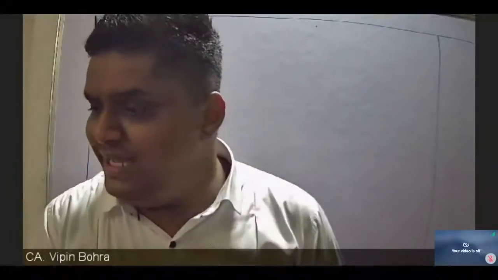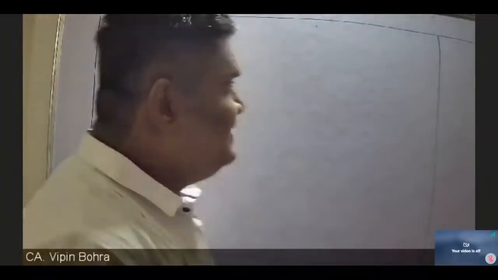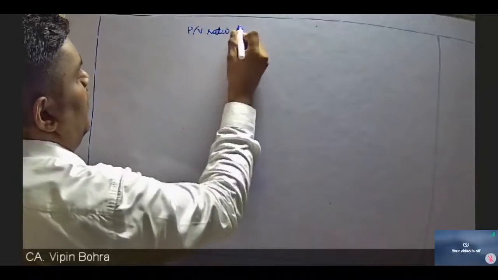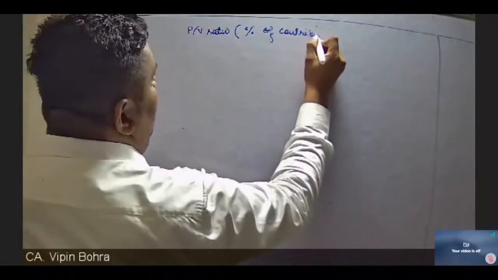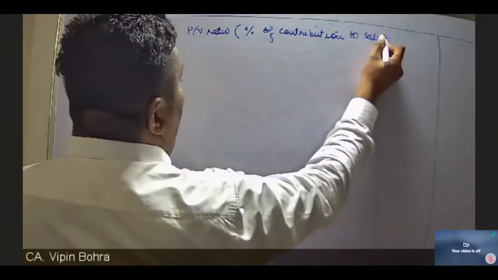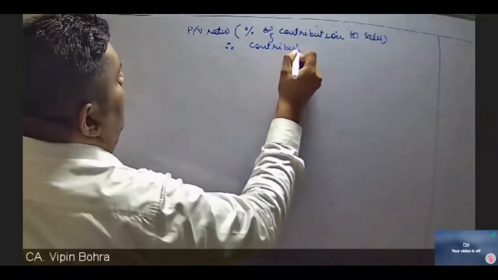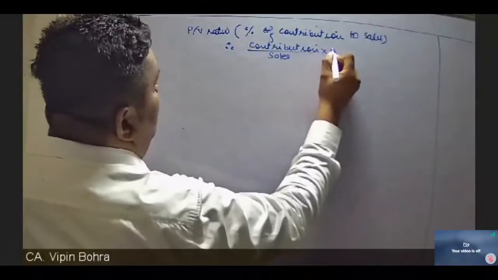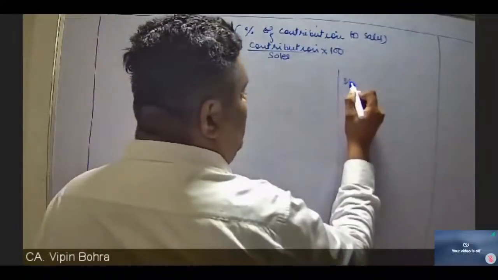Let's take few basic questions. I have discussed PV ratio. What is PV ratio? The percentage of contribution to sales. Therefore, PV ratio is contribution divided by sales into 100. I have given you guys the equation.